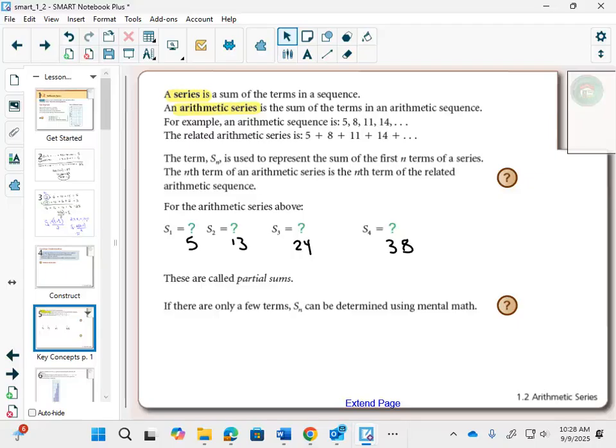So S2 means you add the first two. S3, add the first three. S4, add the first four. Okay. Hopefully nobody needs to ask what S5 means. Pretty good? Okay.